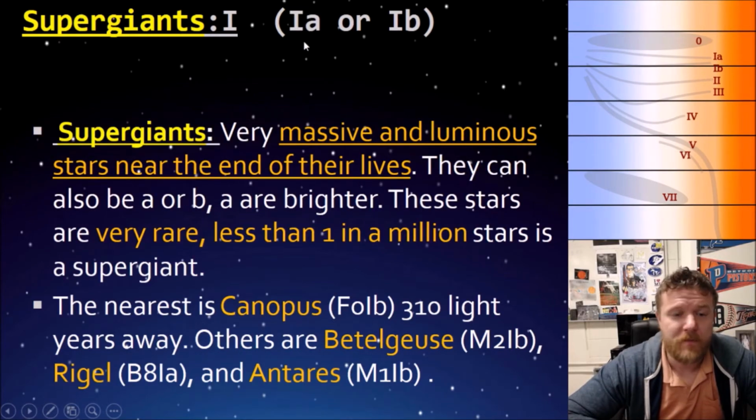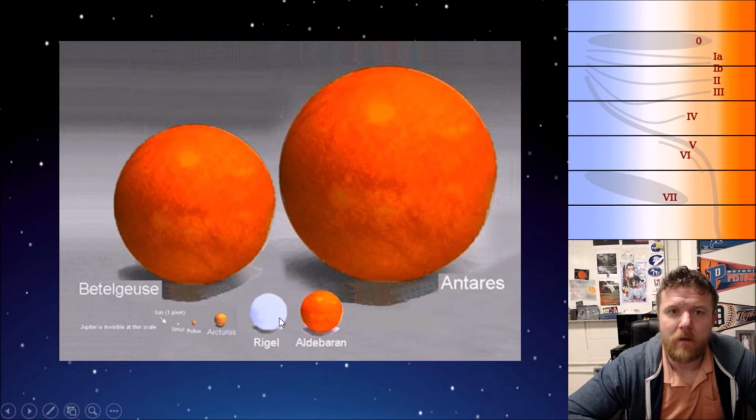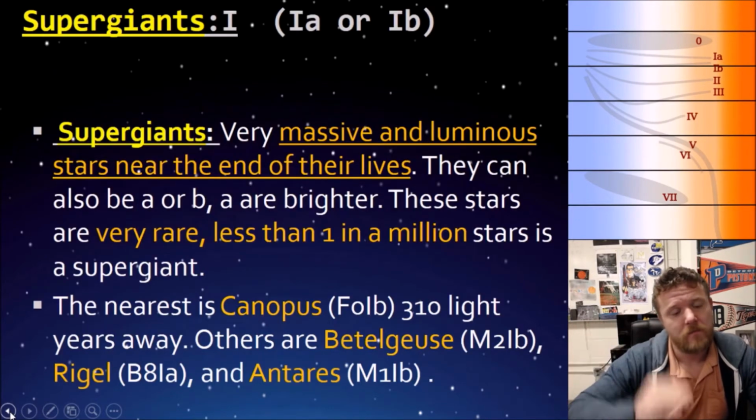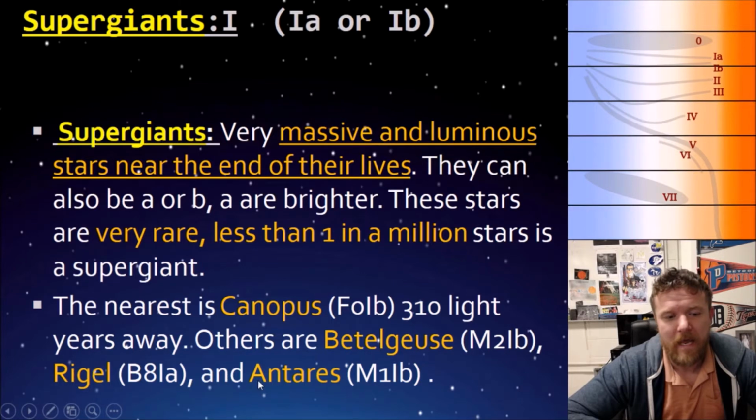People ask the difference between 1A and 1B. That's literally just the size. So 1A is going to be a little bit bigger than 1B. Rigel is putting out a little bit more light than Antares and Betelgeuse. And Rigel is smaller, but Rigel is hotter, which means it's going to be putting out more photons, more energy. So the luminosity is a little bit bigger. So the luminosity of Rigel is 1A, Betelgeuse and Antares 1B.